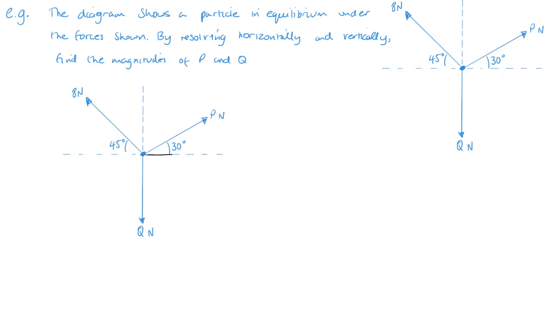I want to resolve horizontally and vertically. Let's start with P. Horizontally, P cos 30, and vertically, P sin 30. For the 8 newton force, horizontally it will be 8 cos 45, and vertically it's going to be 8 sin 45. Q is already vertical, so we don't need to worry about that.